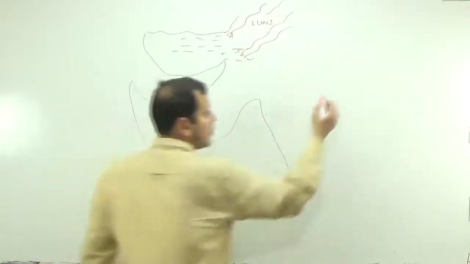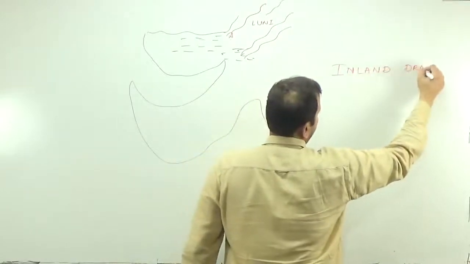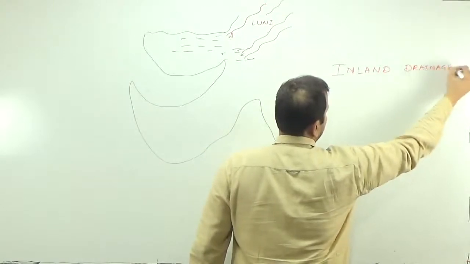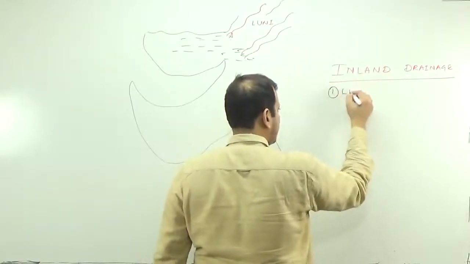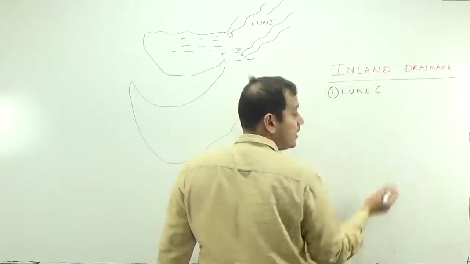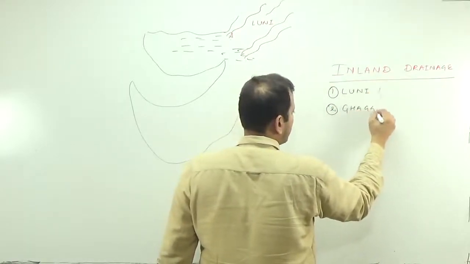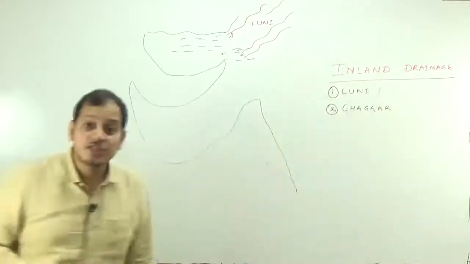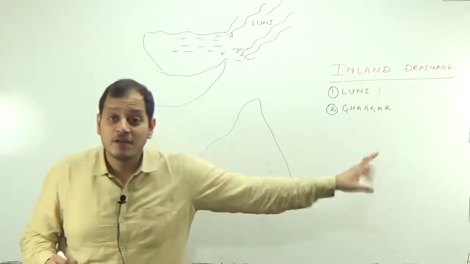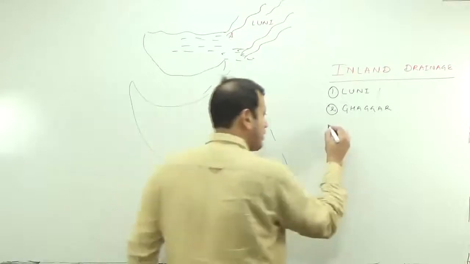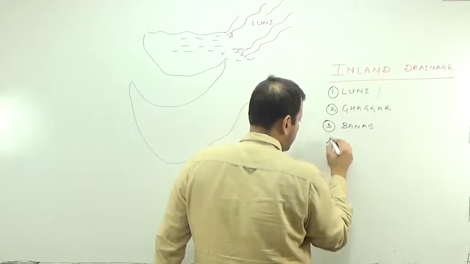So the four rivers which form a part of the inland drainage in India: the most important is river Luni, which drains into the Little Rann of Kutch. Then is river Ghaggar, which is a river of which state? Haryana. Don't confuse Ghaggar with Ghagra river of Ganga river system. Then is river Banas. Then is river Saraswati.